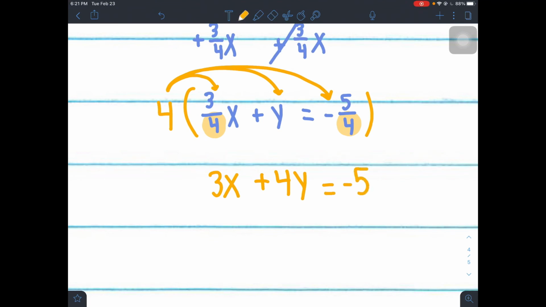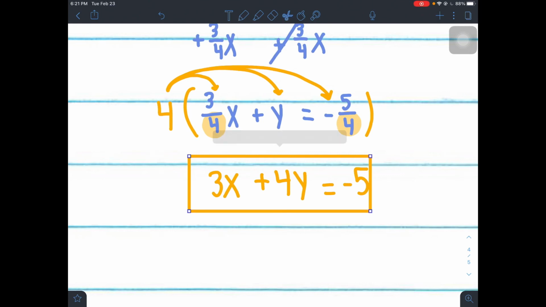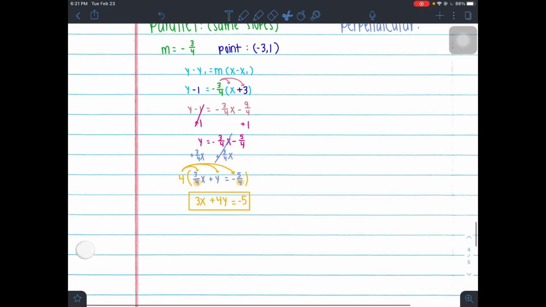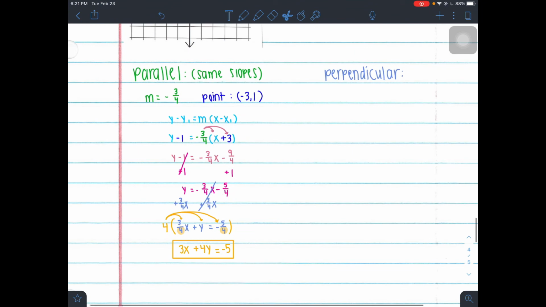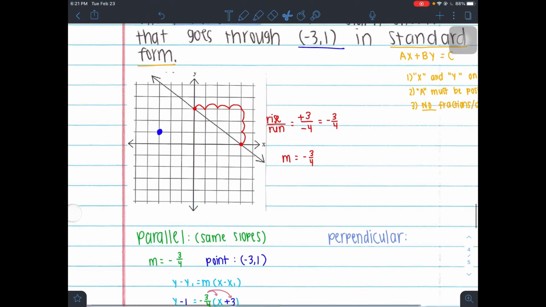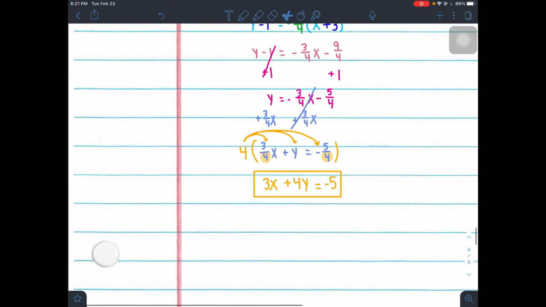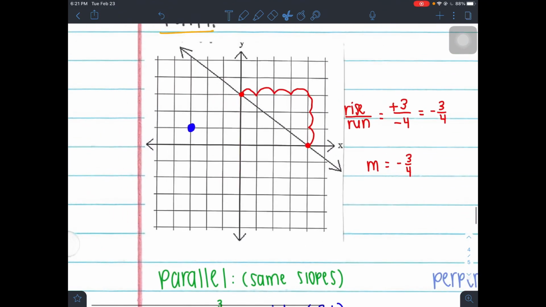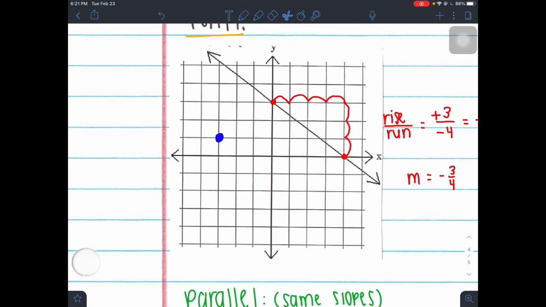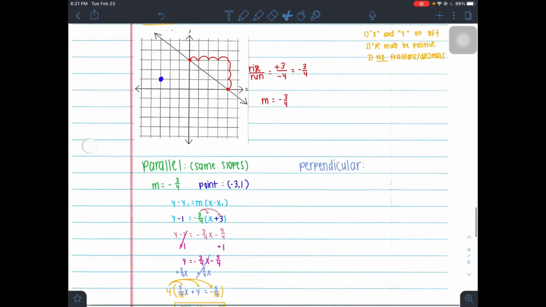Okay. Now, is this in standard form? Yes, because x and y are on the left, you have no fractions or decimals, and a is positive. So that's the parallel line to this equation. If I were to graph this orange, yellow equation, whatever color you see, it would be parallel to the one that's already graphed, and it would go through that blue point.